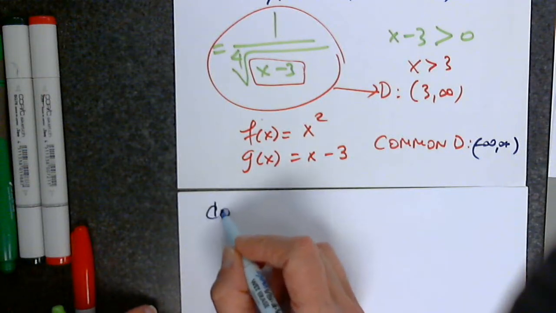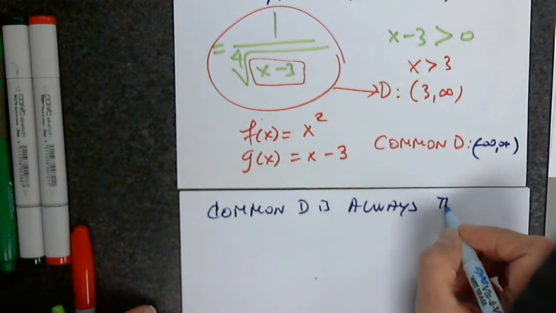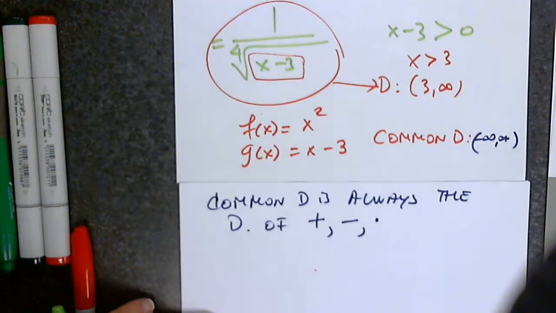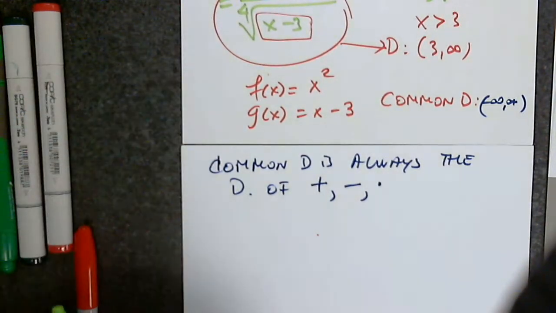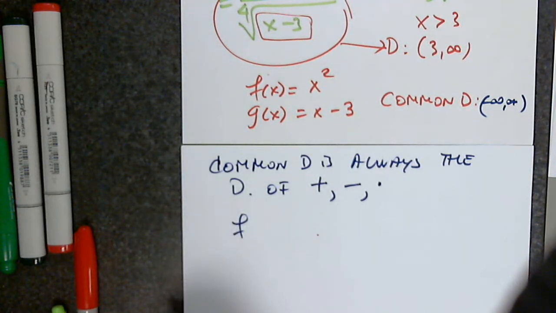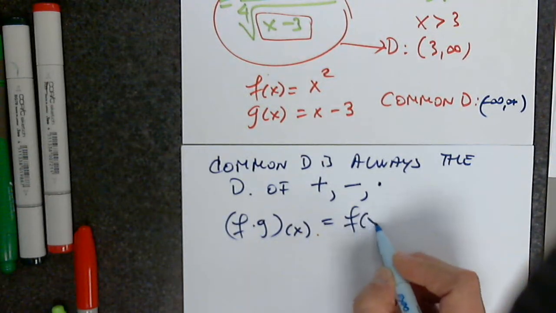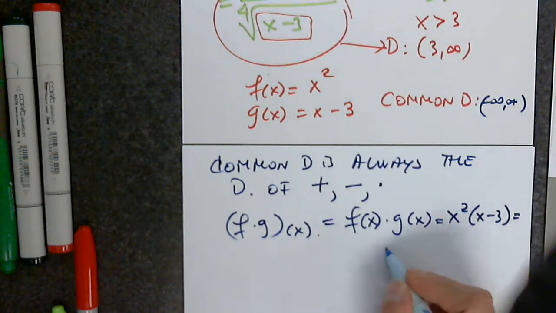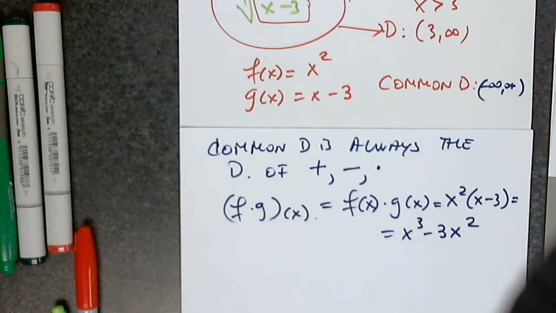So the common domain is always the domain of the sum, the difference, and the product. Always. So let's say, which one would you like to determine? Sum, difference, product. Okay, so you have fg of x. By definition, this is f of x multiplied by g of x, which is x squared multiplied by x minus 3, which is x cubed minus 3x squared. Obviously, it has domain all real numbers.